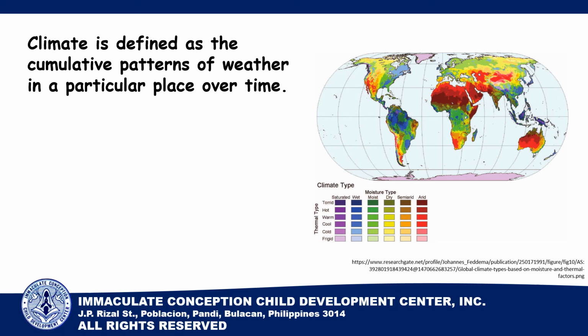If weather describes the day-to-day state of the atmosphere, climate is defined as the cumulative patterns of weather in a particular place over time. In the Philippines, the climate is either dry or wet.